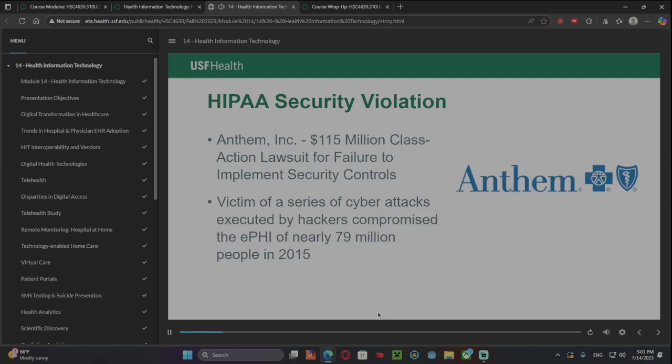Heavy fines for HIPAA security violations. Anthem, a very large health insurance plan, was fined $115 million in a class action lawsuit for failure to implement security controls. Victims of a series of cyber attacks executed by hackers compromised the ePHI of nearly 79 million people in 2015.